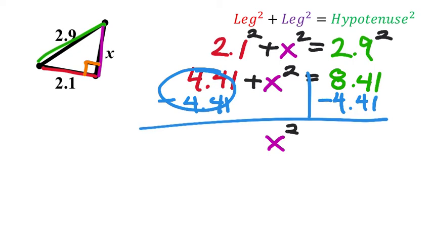So I'd say x to the power of 2 here equals 8.41 minus 4.41. I get 4. That's what I got. But we don't want x to the power of 2. We just want the x value, as shown right here. So I would take the square root of that x to the power of 2.